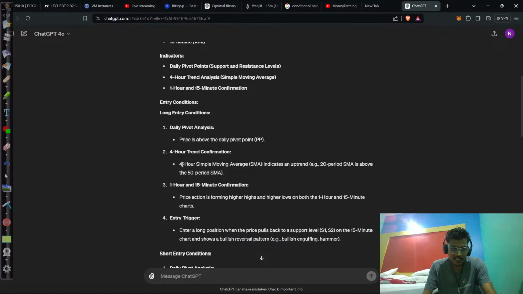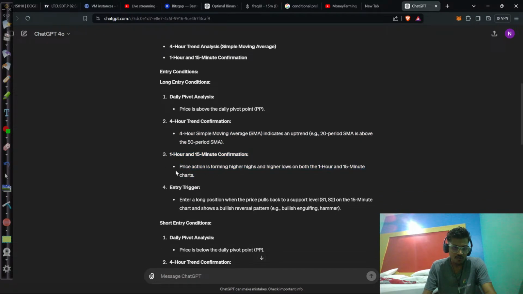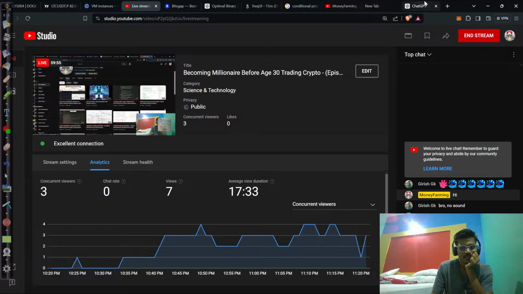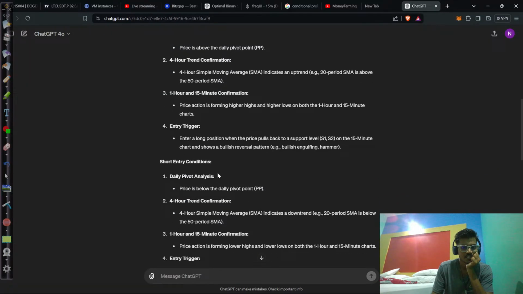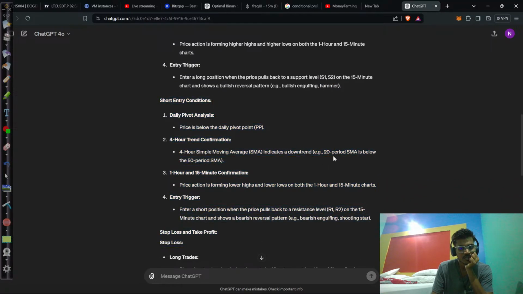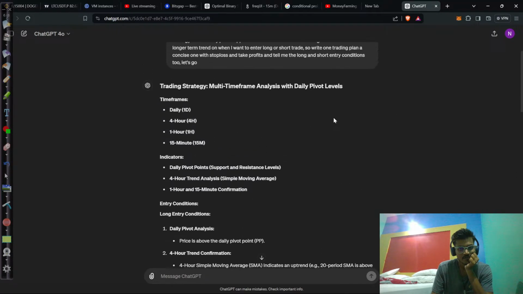Okay, it says that if the 4 hour simple moving average indicates an uptrend, the 20 period SMA is above the 50. For 1 hour and 15 minute time frame confirmation, price action is forming higher highs and higher lows on both the 1 hour and 15 minutes. This is very important, which I didn't really consider. I guess this is a really good point. So ChatGPT is also smart, guys. Entry trigger is to enter a long position when the price pulls back to a support level, which is S1 or S2, on the 15 minute time frame and shows a bullish reversal pattern, like bullish engulfing or hammer, which is good. And the short entry, you just do the opposite of that. So what do you guys think? Should we code it? Let me know in the comment, man.